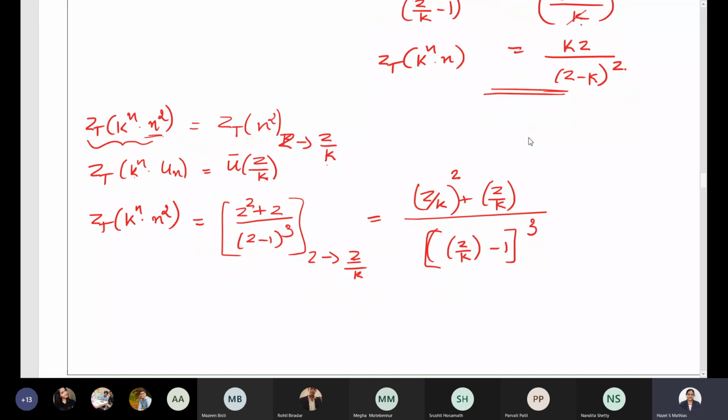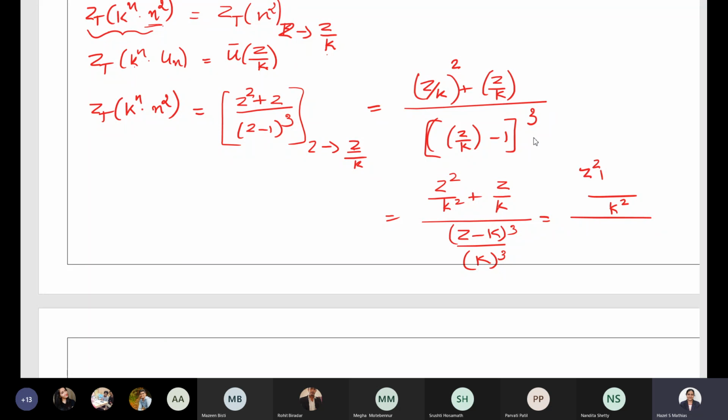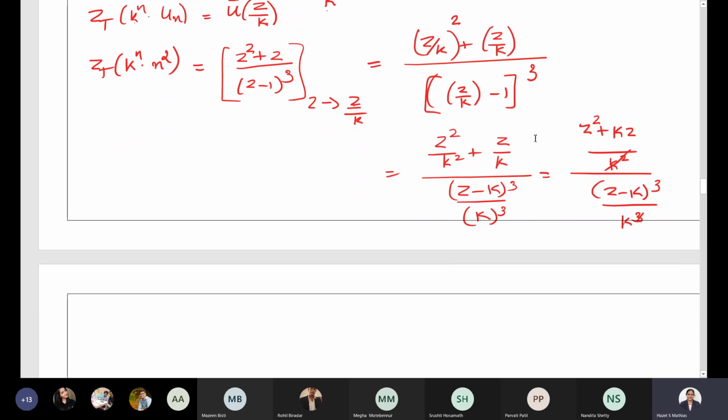So on simplification, what do we get? You can take the LCM. Here numerator z square by k square plus z by k, and here you have (z minus k) divided by k, (z minus k) whole cube by k cube. So if you take the LCM as k square over here, it will be z square plus kz divided by (z minus k) whole cube by k cube. So here one k square gets cancelled. So what remains is, simplify and write it.